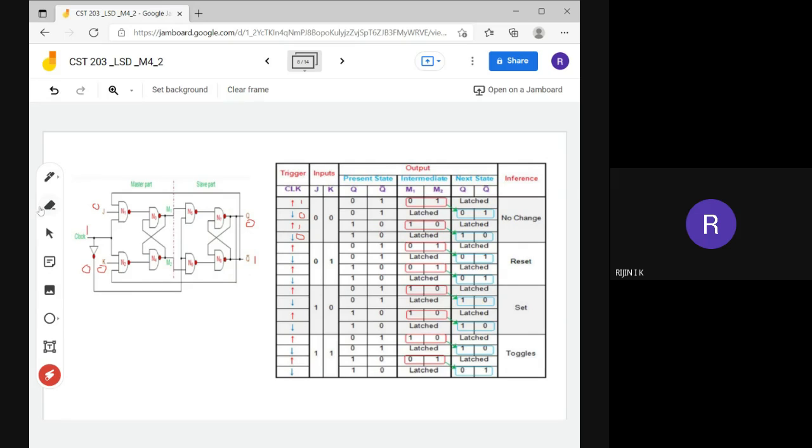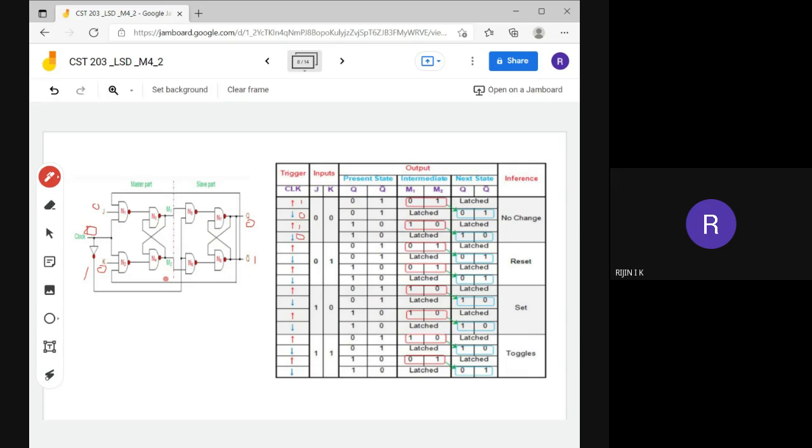Then conversely, you give clock pulse 0 here, the next clock pulse. Okay, if you are providing the clock pulse 0, then what will happen? Here it will be 1. That means the slave part will be active. The slave part will be active. Master part will be in a memory state or a latched state.